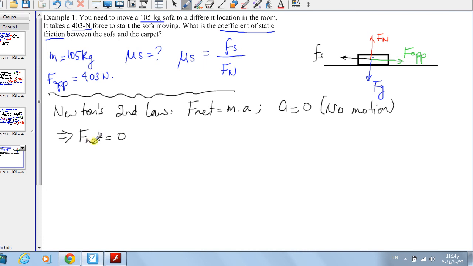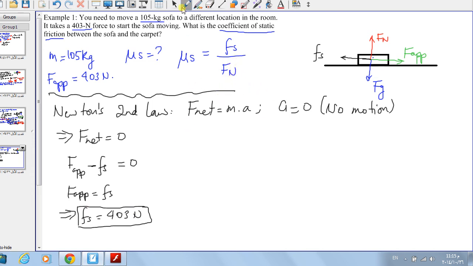Now we have to find the net force acting along the horizontal. The forces along the horizontal are F applied and Fs. So F net here is the sum of those two forces, but because they are in opposite directions, then F net is F applied minus Fs, and it's still equal to 0. If I move Fs to the other side, this equation will become F applied is equal to Fs. Okay, what do you notice here? You notice that Fs is found here because F applied is known. So Fs is equal to F applied, which is 403. The first quantity is found.